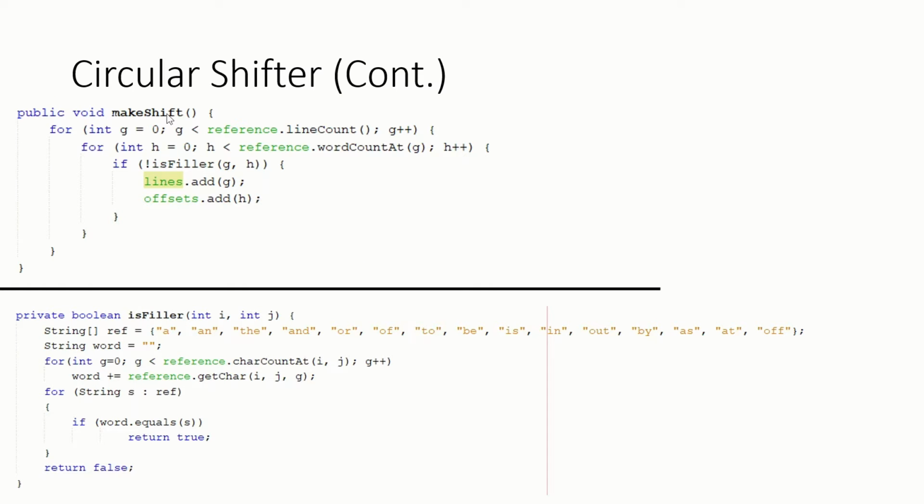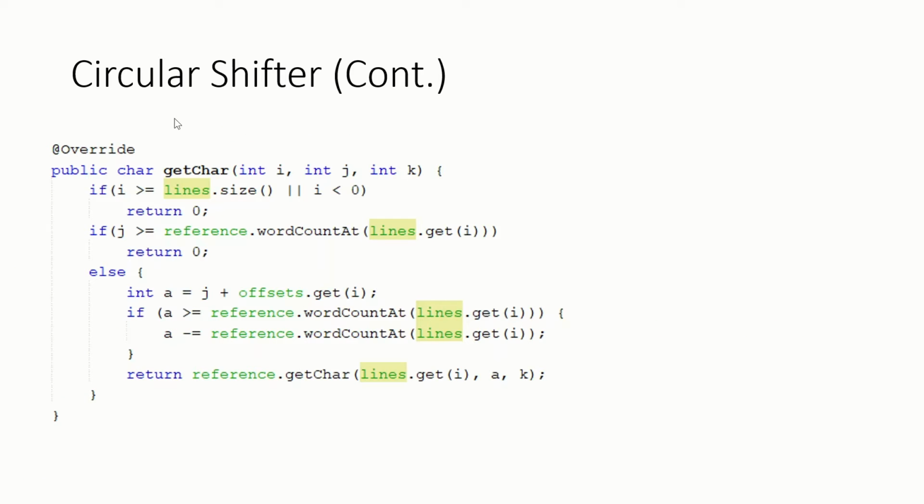The makeshift method fills its lines and offsets arrays with lines from its reference that are not fillers, and it checks that with the isFiller method, which initializes a ref array of a long set of filler words. Then it'll grab a word from the specified indices that it gives it, turn it into a string, and find out whether or not that word is in this array.